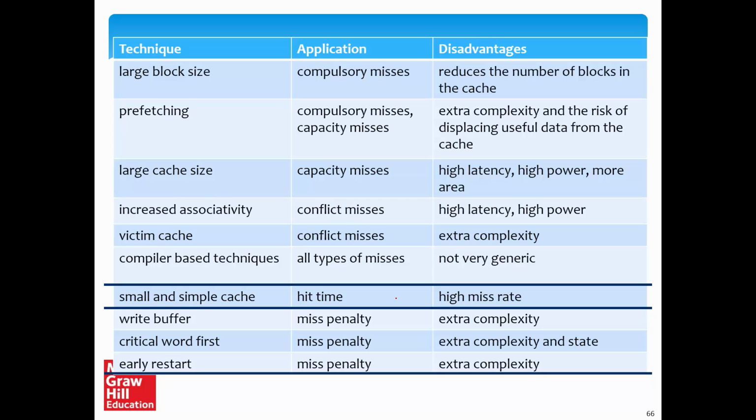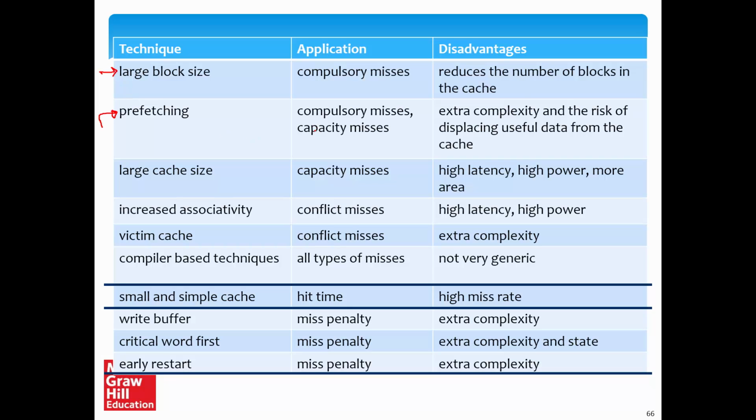So this is a simple slide that summarizes all our techniques. So this is like a one-stop place for all our techniques. Let me just go over it. For compulsory misses, we realize that the best technique is a large block size. Because if you have a larger block size, you are fetching more data at once. And because of spatial locality, some of it might be useful.